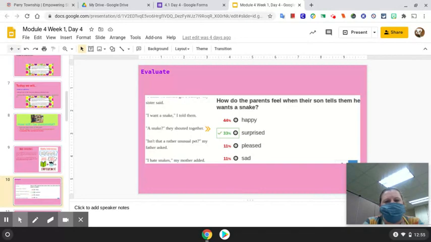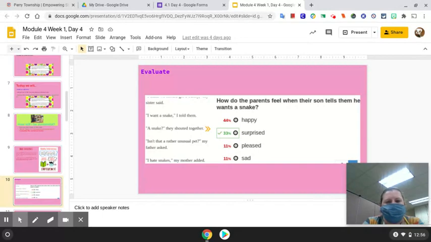So this question was, how do the parents feel when their son tells them he wants to be a snake? It says, I want to be a snake, I told them. A snake, they shouted together. Isn't that a rather unusual pet? My father asked. I hate snakes, my mother added.